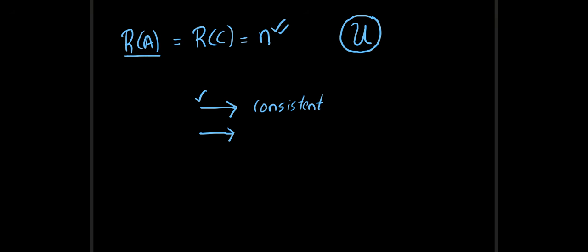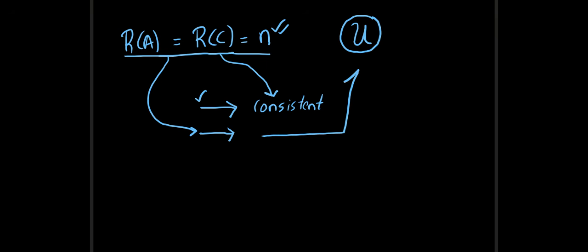And second thing, our system has one and only one set of solution. Because rank of A equals rank of C, we can claim that our equation is consistent. And since that is equal to the number of unknowns, we are able to claim that our solution will be unique. That is, we will get one and only one set of solution.